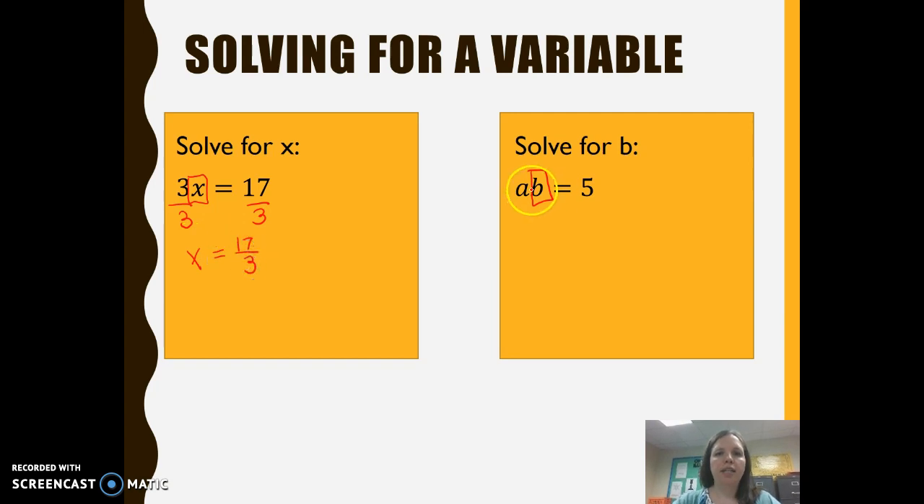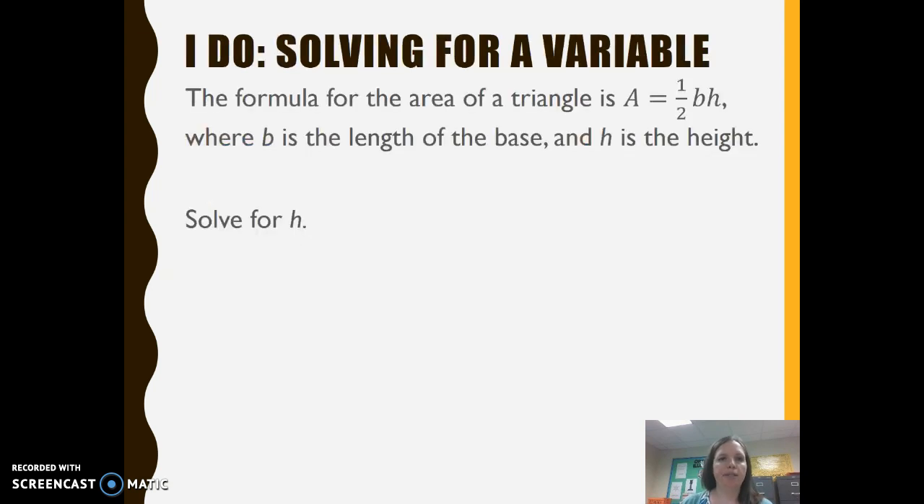Because the operation that's happening to b is multiplication, I'm going to divide by a on both sides, and I'll be left with b isolated. We've solved for that variable. So those are some basic examples just to see how this relates back to the equations we've been solving. Now let's do a couple that maybe step the game up a little bit.